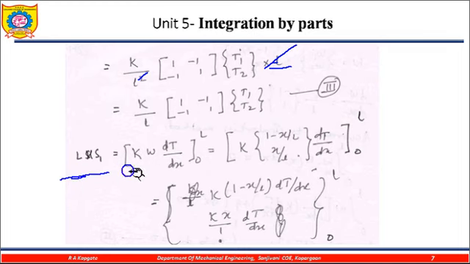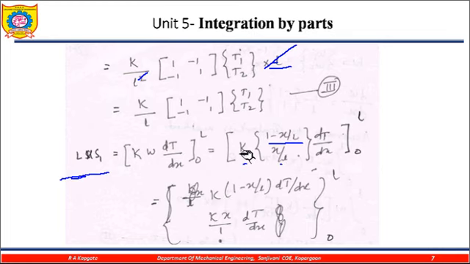Now let us move on to the left hand side. So on the left hand side, the first term is k into w dt by dx from 0 to L. So k multiplied by dt by dx, that is 1 minus x upon L, into dt by dx from 0 to L.